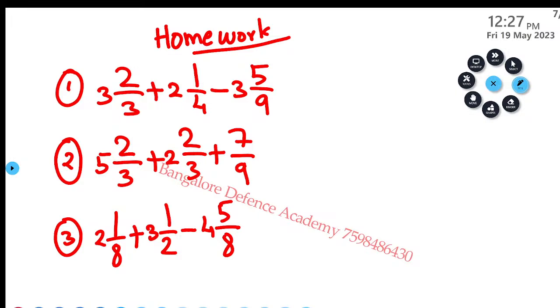If you are thorough with this kind of questions, it will be easy for you to solve any question given in mathematics. Next after this, we have chapters like time, distance, speed, ratio, proportion, etc. So I hope you understood.